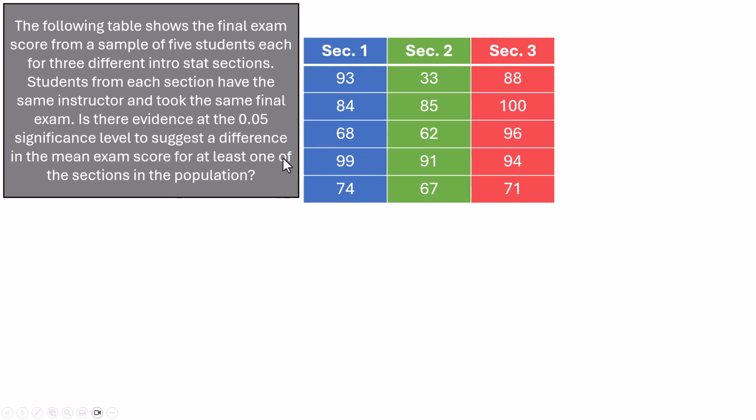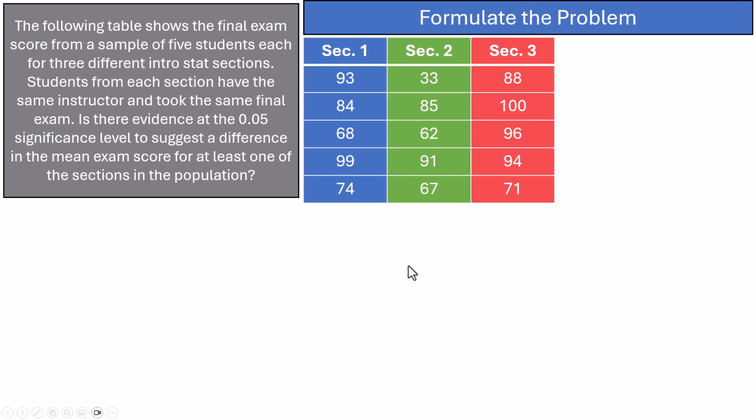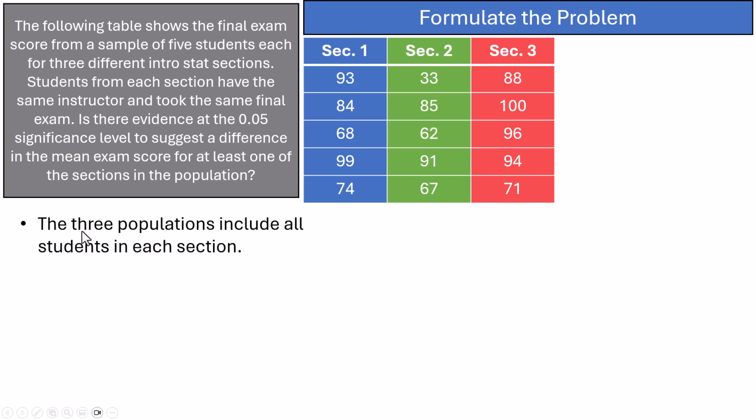So we have 3 different populations here. We want to compare 3 different samples. We want to see if there's a difference in the population mean exam score. So we can go ahead and do step number 1, the F in Fred, which is formulate the problem. So first we have to describe the 3 populations. The 3 populations include all students from each section.